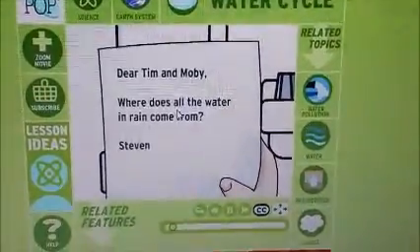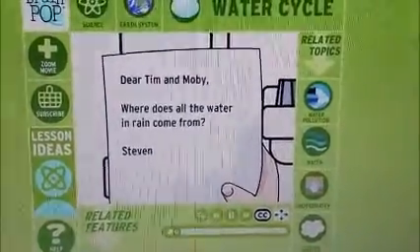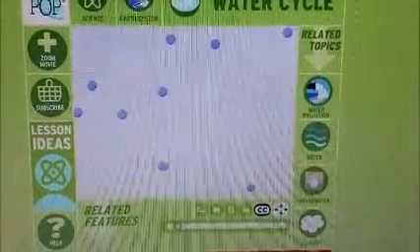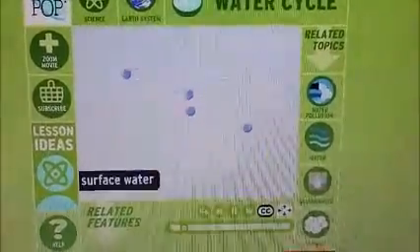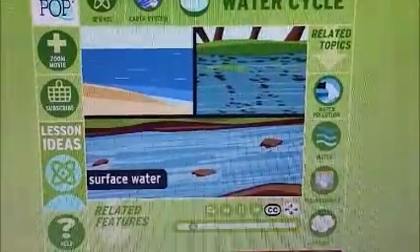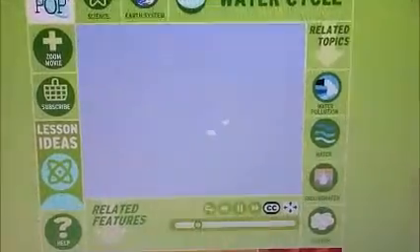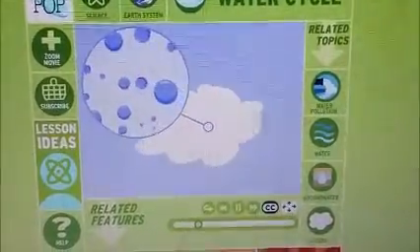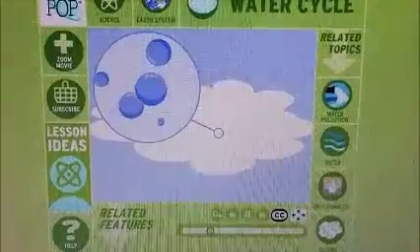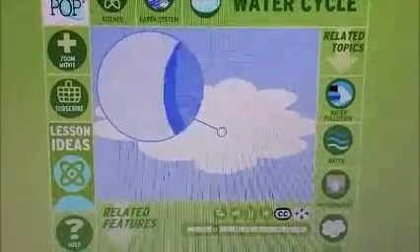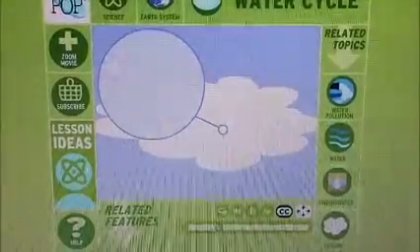Tim and Moby, and where does all the water in rain come from? Well, there's always a certain amount of water vapor in the atmosphere. It comes from the Earth's surface water, like oceans, rivers, and lakes. Water from these sources evaporates, changing from a liquid to a gas. Down here on the ground, you usually can't see the water vapor that's all around us. But higher up in the atmosphere, gaseous water cools down and condenses into clouds. When water molecules in clouds collect into big enough drops, they fall on us as rain. Or as snow, sleet, or hail, depending on the temperature.